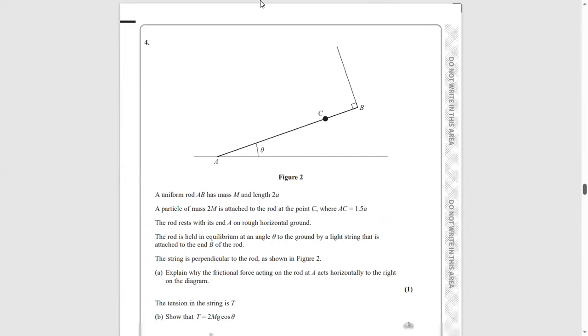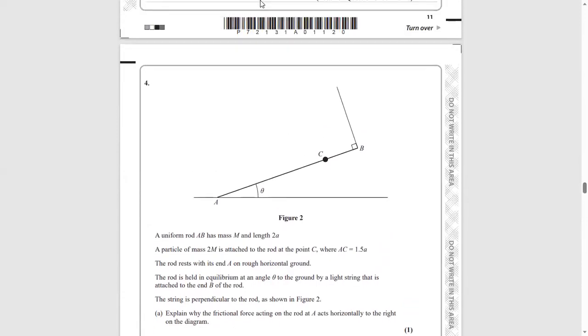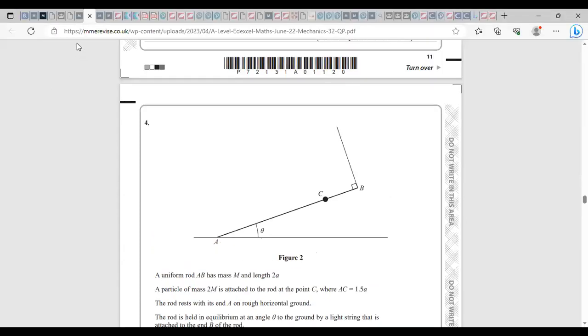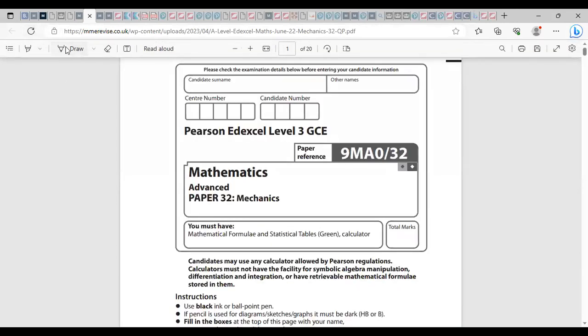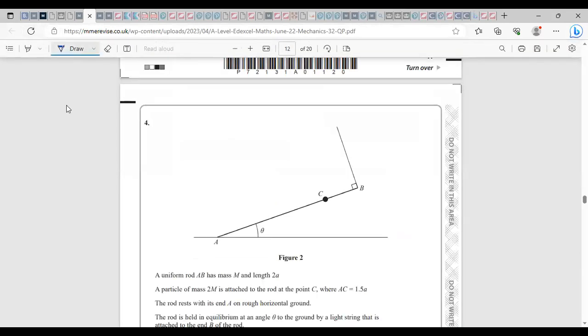So this one here, where we've got a uniform rod AB and it's got a mass M and a length of 2a. With these diagrams, I always like to draw my forces on my diagram just so I can actually see the force diagram, because this is going to be a question where we need to use forces to help us out. I'm going to have to refresh my page just because my pen tool won't load up. There we go. Right, now let's go back to full screen mode.